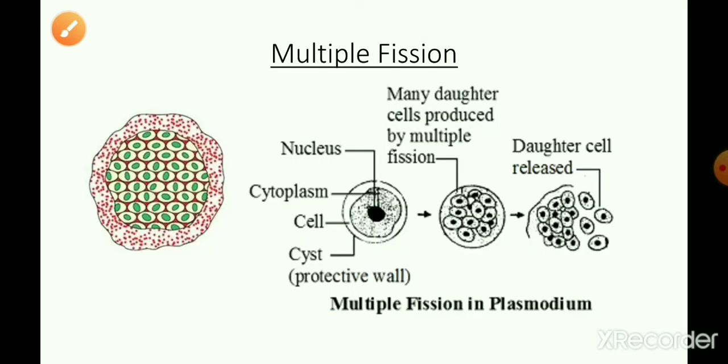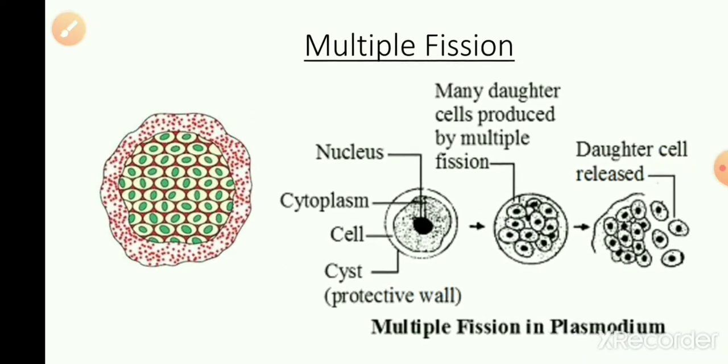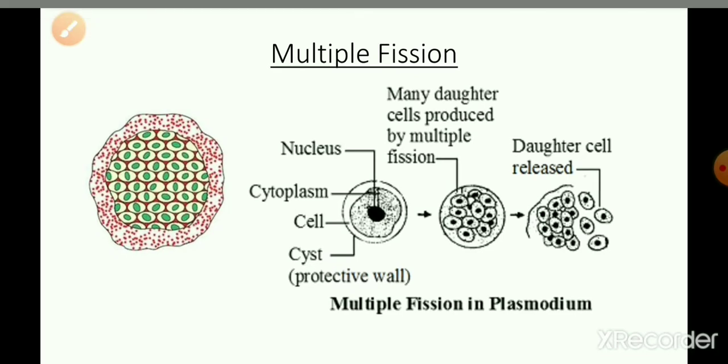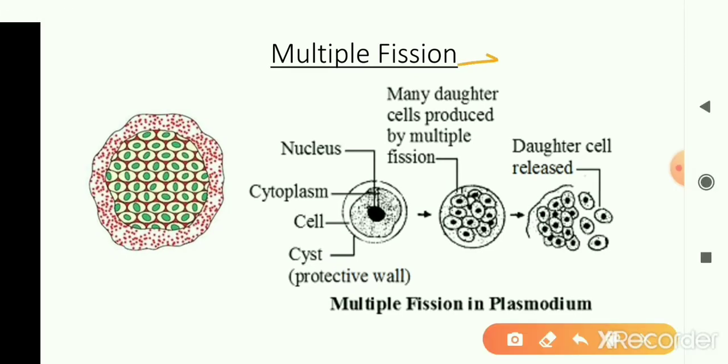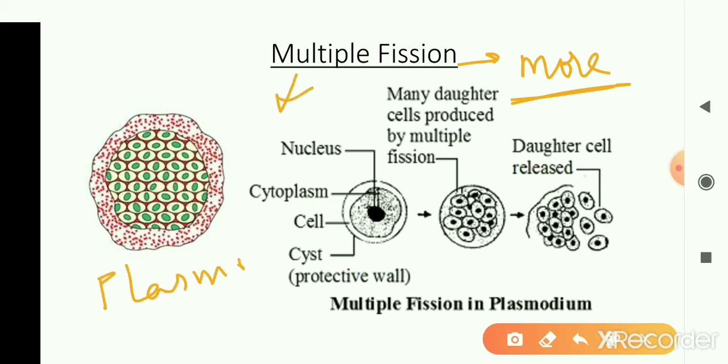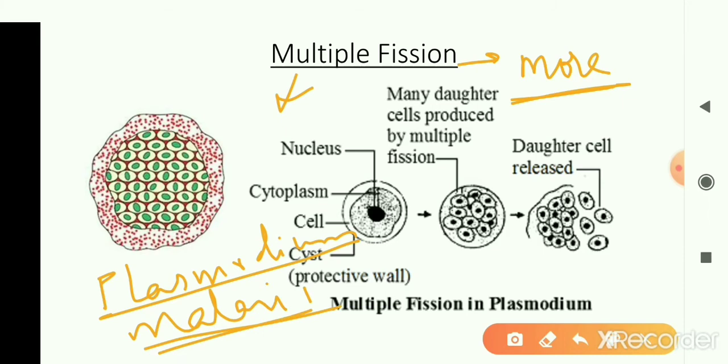Now let's see what is multiple fission. Multiple fission is a type of asexual reproduction in which the parent cell divides into more than two cells. So more number of daughter cells are formed. And the best example for multiple fission would be Plasmodium. Plasmodium is the malarial parasite which causes the disease malaria. So Plasmodium divides by this method.